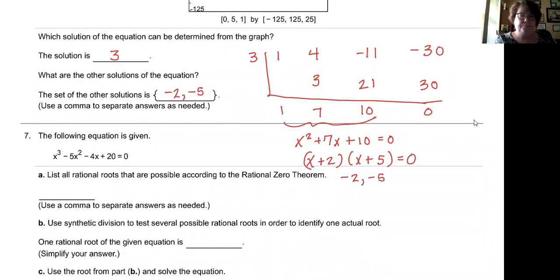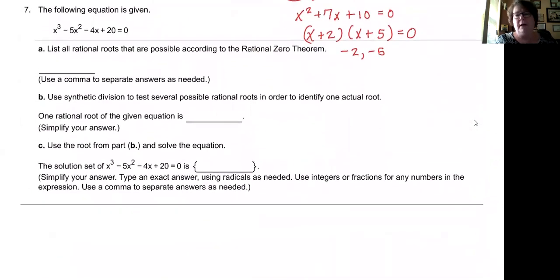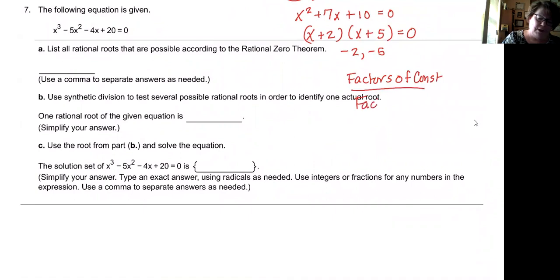All right. Question 7. You're now going to find the zeros of a polynomial function using everything that you've learned thus far. So this is section 3.4. The first thing it wants you to do is make a list of all the possible rational zeros of this polynomial function. And to determine the list of rational zeros, you take factors of your constant over the factors of your leading coefficient.